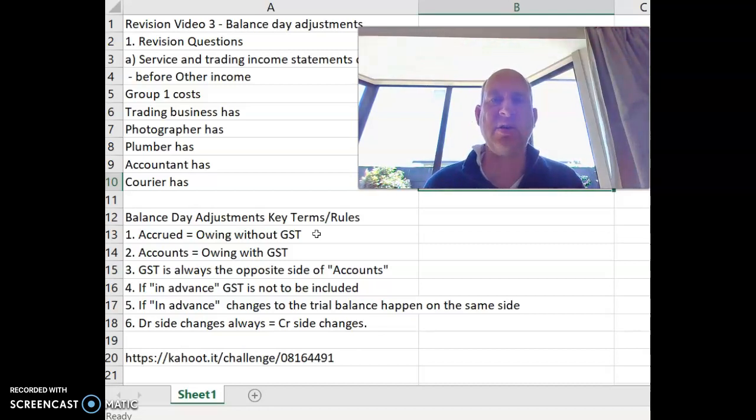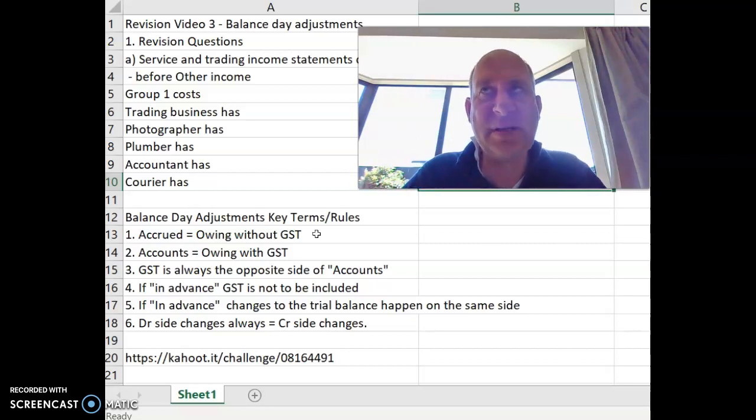So GST is ignored. The easy part is that there are only 4 things it could possibly be. For accrued expenses, it can only be accrued income, accrued wages or interest owing to us, because our expenses don't have GST.